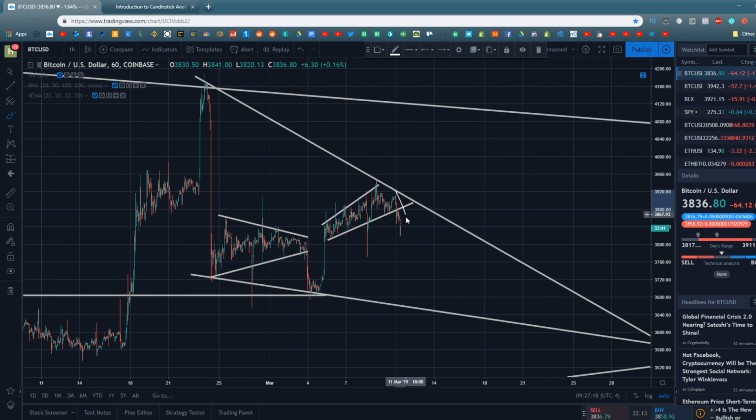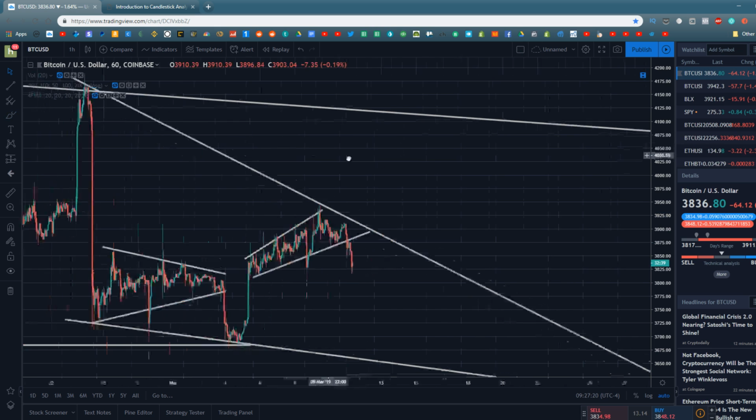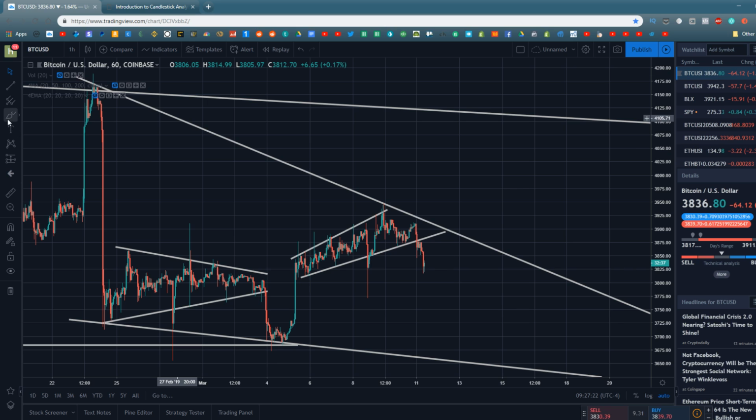Bitcoin has just broken bearish. If Bitcoin was going to break bullish, then it probably would have in the last couple of days. That's my motto on a lot of these things. Bitcoin broke bearish. If Bitcoin was going to break bullish, then it probably would have.